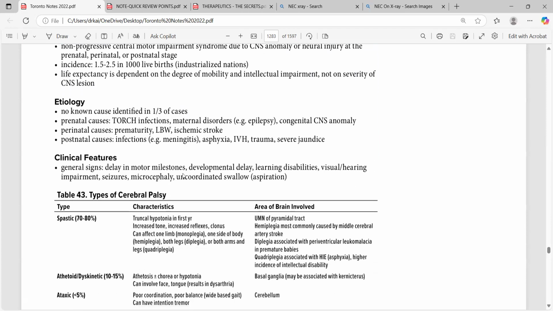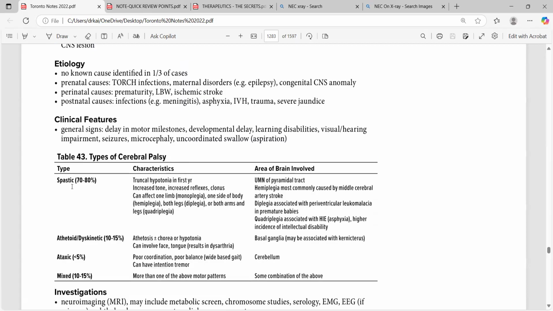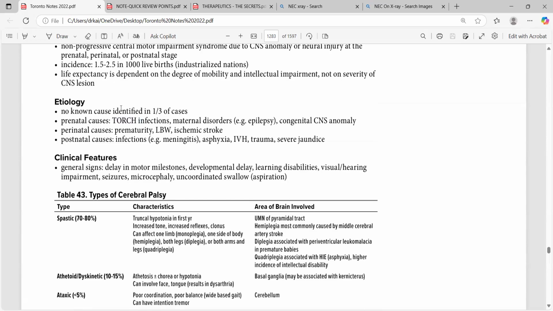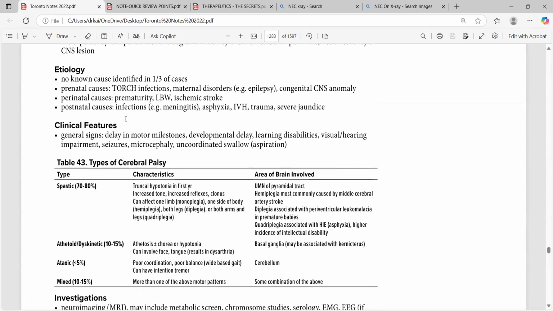A CP child is one of the most common presentations. It can present as spastic, athetosis, ataxia, or mixed, so in any form. Mainly the child is one that was exposed to a TORCH infection. This is what they were asking: with a TORCH infection, what is the most common complication? The CP child. And in the CP child, what is the most important thing you would like to rule out? TORCH infection. TORCH infection is one of the most common prenatal causes, along with maternal disease, congenital causes, prematurity, low birth weight, and infection. But the most important is TORCH infection.